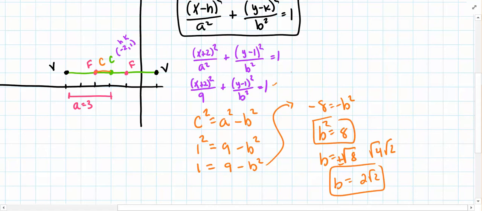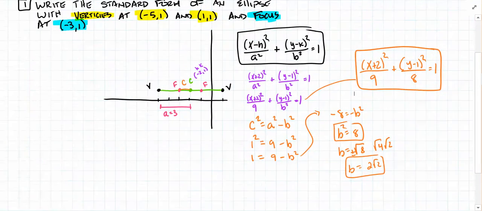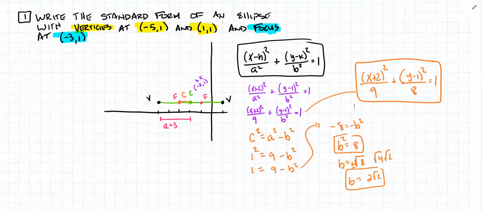But all we had to do was write the standard equation, so our answer would be something like this: (x plus 2) squared over a squared, which was 9, plus (y minus 1) squared over b squared, which is 8 in this case, is equal to 1. And that is the standard equation for this ellipse given vertices at -5, 1, and 1, 1, and a focus at -3, 1.